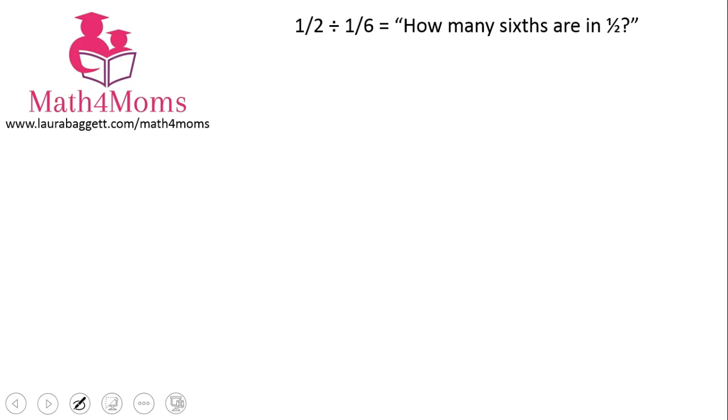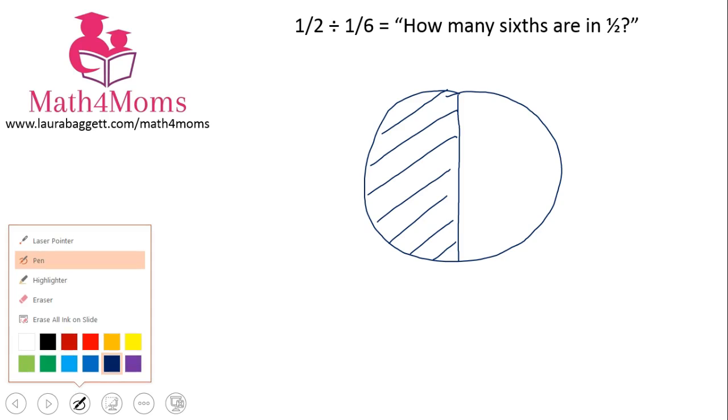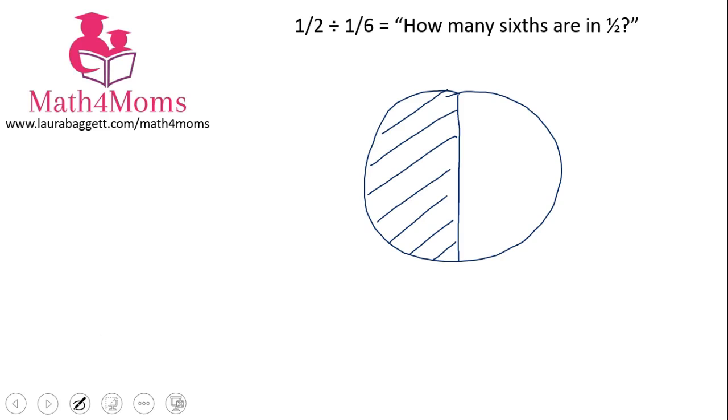Let's look at 1/2 divided by 1/6. Again, we can ask how many sixths are in a half. Well, let's take our whole circle here and look at a half. Okay, so each side would represent 1/2. So let's look at this half over here. Now I want to know how many sixths will fit into that. Well, let's divide the whole thing into sixths. So we've got it into halves already.